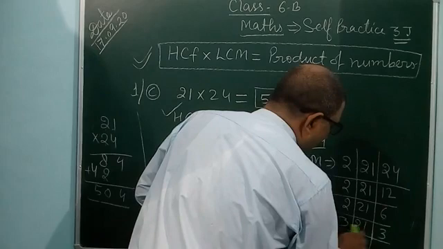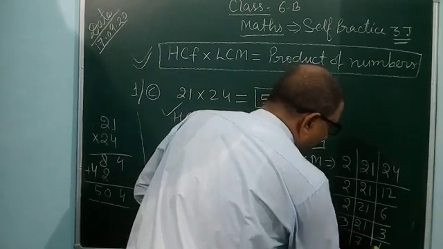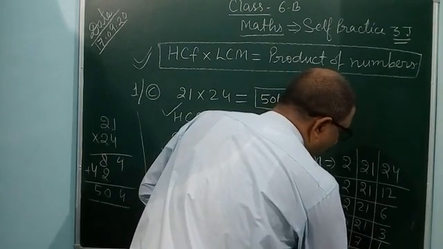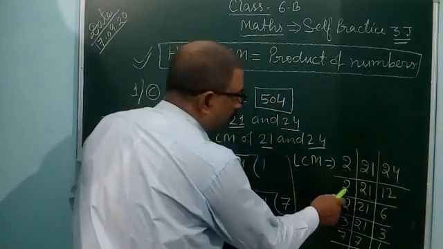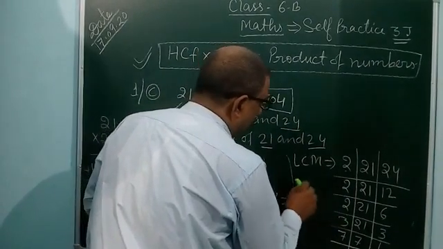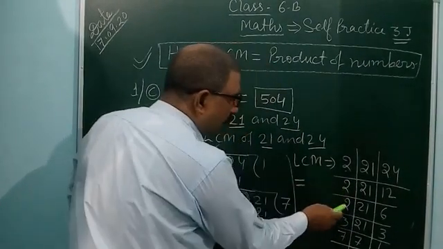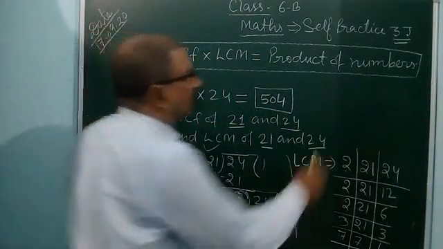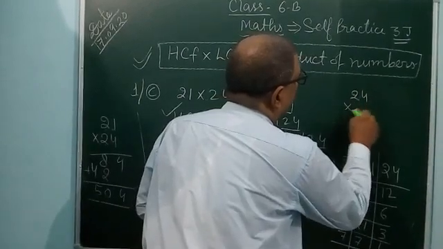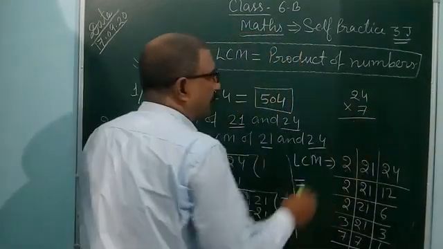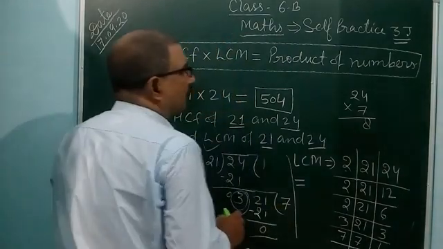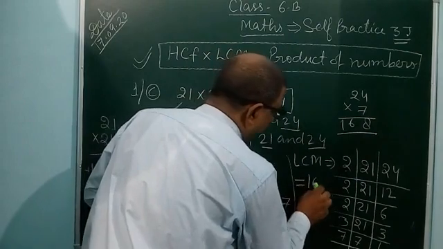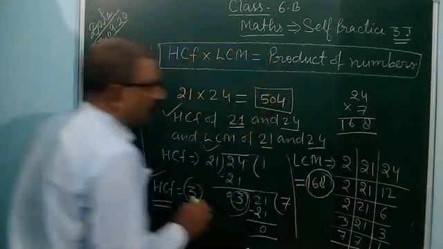Now by 3, 3 7s are 21 and 3 1s are 3. Again by 7, 7 1s are 7 and 1 here. So you can see 2 into 2 into 2 into 3 into 7. So LCM will be 2 2s are 4, 2 4s are 8, 8 3s are 24, 24 7s are 168. 168 is the LCM of the numbers.